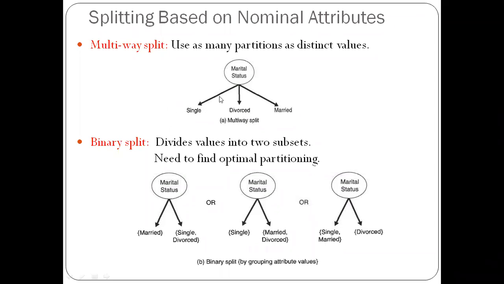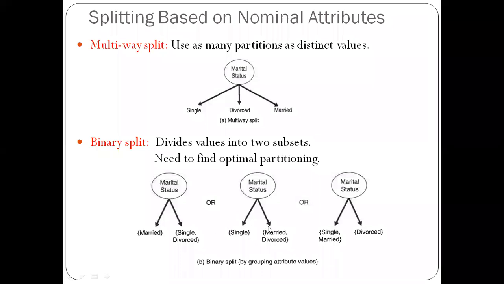Suppose it is a binary split. Then we have two partitions, and we divide the records into two partitions. For example, considering marital status again, you can divide like this: one is married, and the second is single or divorced. We have combined single and divorced into one partition, and married is separate. This is a binary split with two partitions.